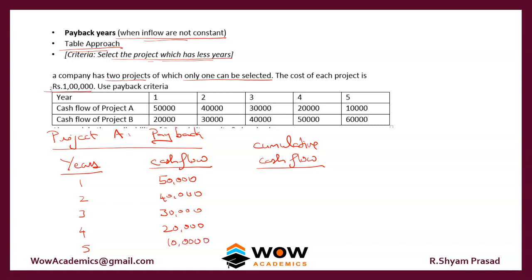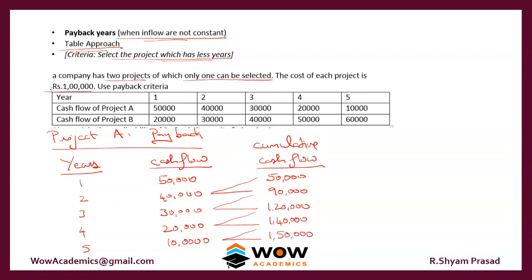So you have to accumulate. So you have to add. Just the first year we get only 50,000. Next year we get 50 plus the 40, we get 90. So we accumulate it. The next year this 90 plus 30 gives us 1,20,000. We are just cumulatively adding it. 1,20,000 plus another 20, we get 1,40,000. 1,40,000 plus 10,000, we get 1,50,000. So we have cumulatively added it. So now we will work out the payback.